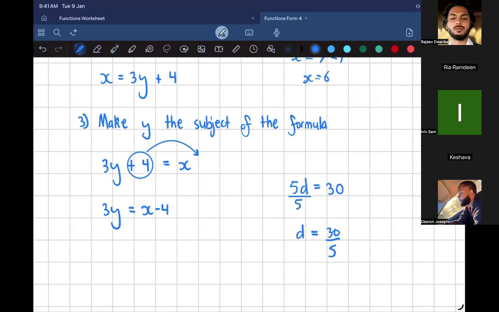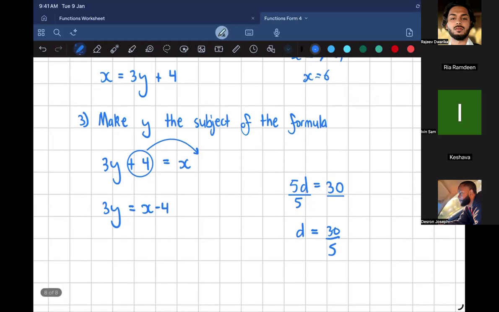Let me share a little reason why we divided by 5 as well. We want to find for 1D, right? You want to find for D. You want to find for Y. So watch this right here. If I divide both sides by 5, the 5 and the 5 will cancel off there and leave me with D. And I want to find for D.